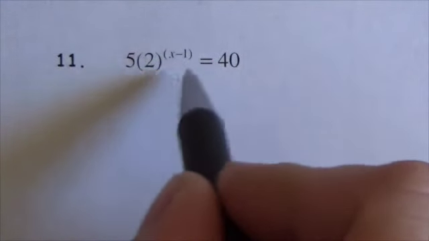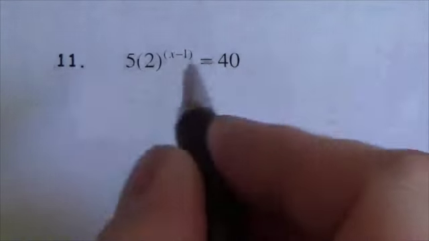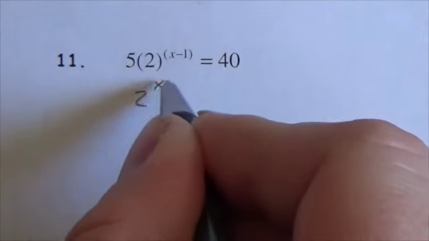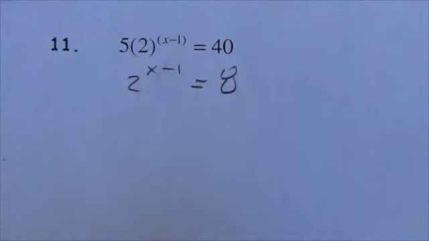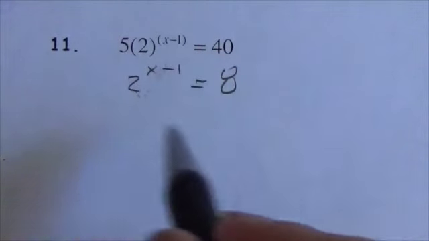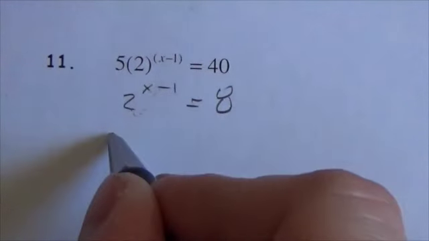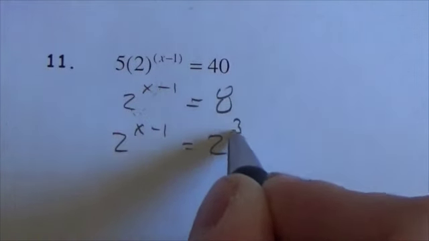What I should do first is isolate that power by dividing both sides by 5. Get rid of the 5. And when I do that, I get 2 to the x... Whoops, sorry. I don't know why I turned that into a positive. It says 2 to the x minus 1 is going to equal 8. Oh, well now, yeah. Now I do see the powers of 2 here. The left-hand side will be 2 to the x minus 1. The right-hand side will be 2 cubed.